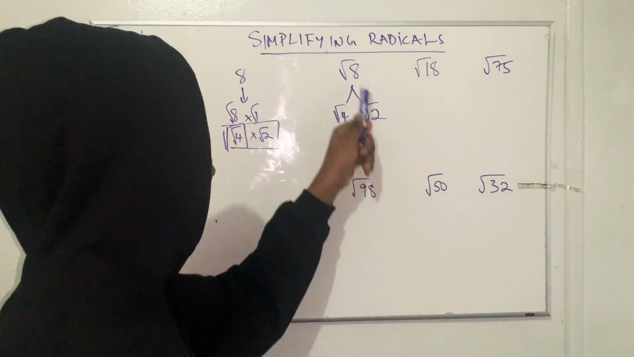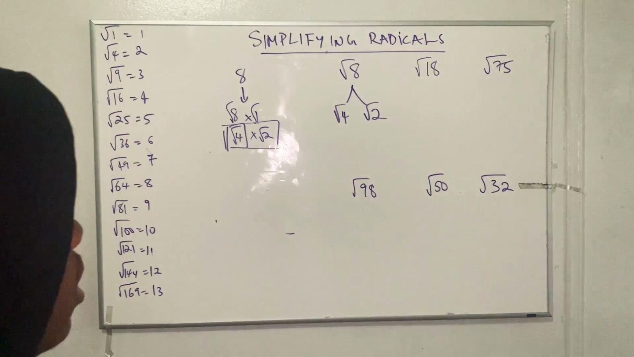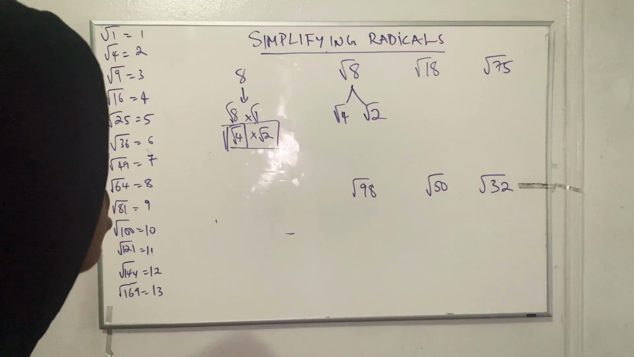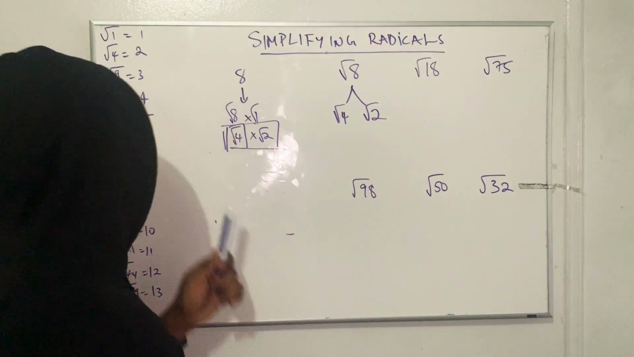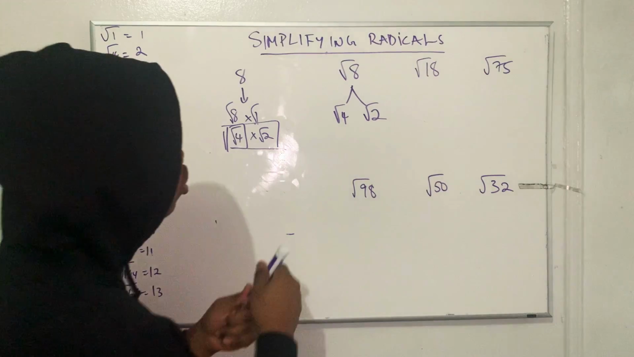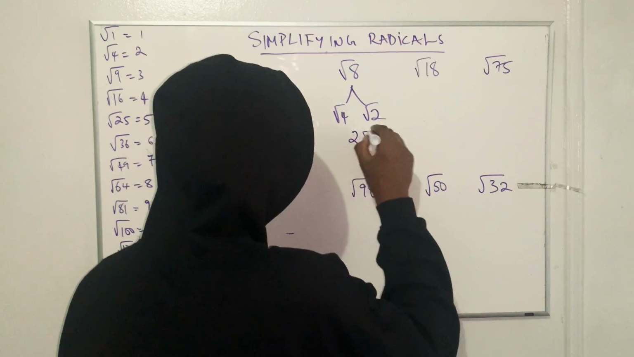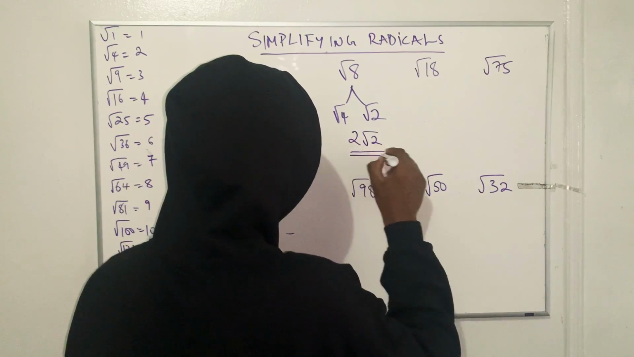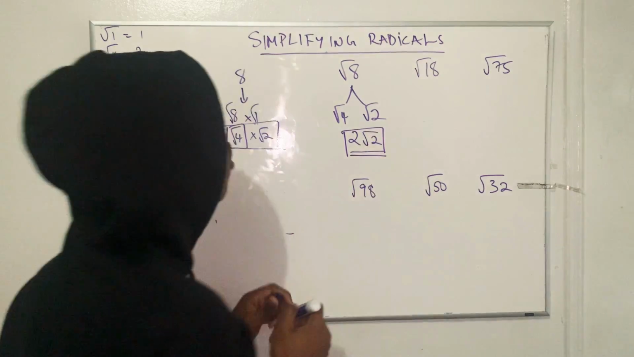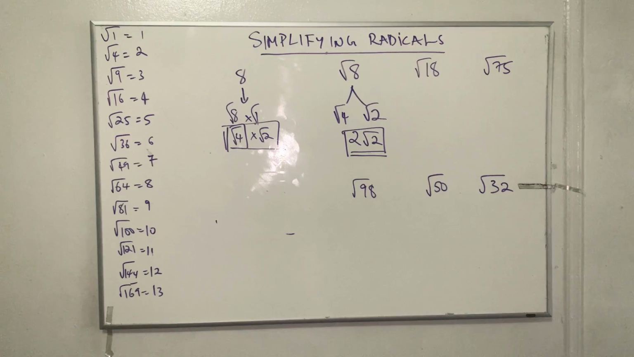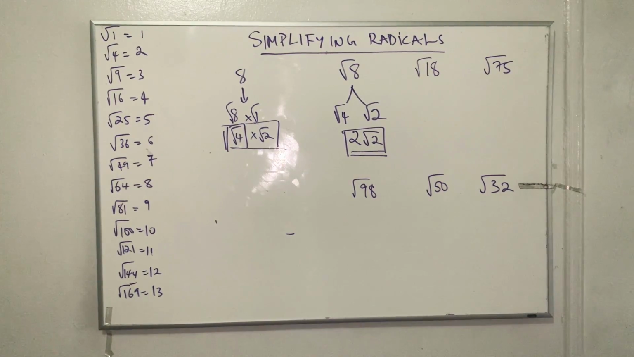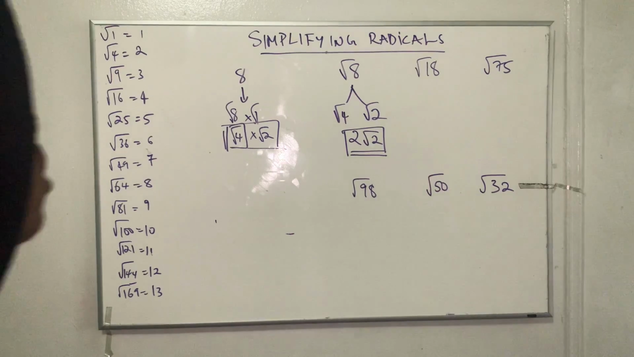Now, 4 times 2 is 8. That means you split it into 2. You are simplifying it, right? So root 4, what is the square root of 4? The square root of 4 is 2. So you just have to write 2 root 2, and this is your final answer. This is how we break or simplify radicals. We're going to do a lot of examples to get more understanding of it.